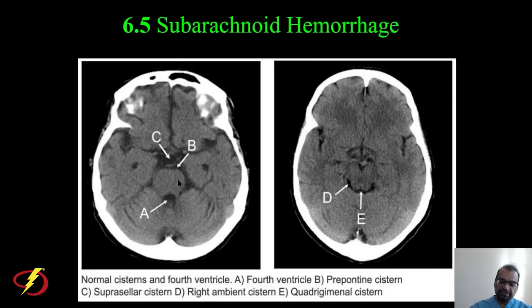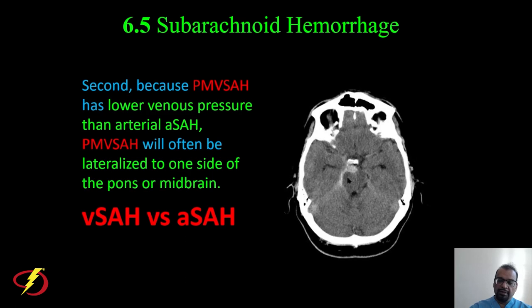And when we look at these images here, just for some anatomy, this is the fourth ventricle, this is the pons. Right in front of the pons is the prepontine cistern. This star-like cistern is called the suprasellar cistern. This is the level of the pons. One level above that, the level of the midbrain, we could see that we have the right ambient cistern. And right behind the midbrain, behind the quadrigeminal plate, is the quadrigeminal cistern. So again, if we see hemorrhage within the prepontine and ambient cisterns, we're favoring paramesencephalic venous subarachnoid hemorrhage.